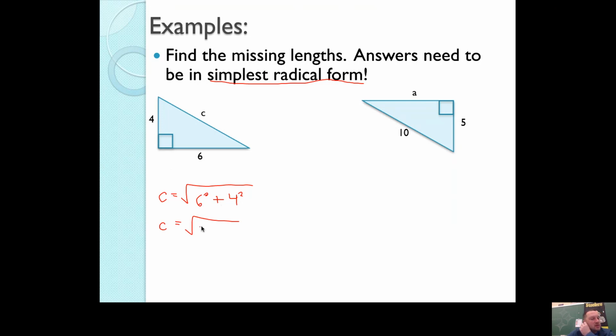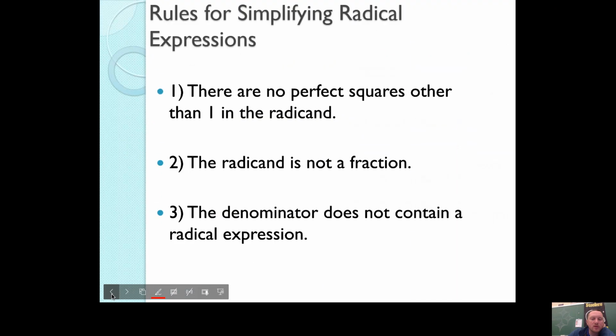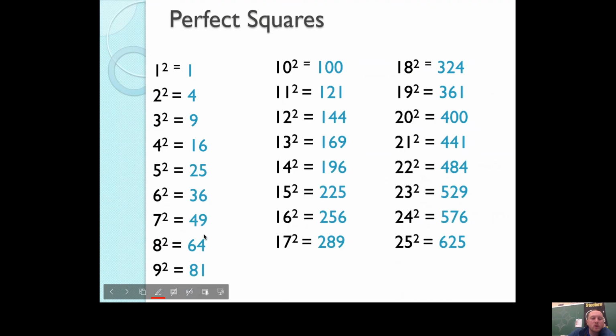Six squared is 36. 4 squared is 16. 36 plus 16 is going to give you 52. Now, this is where you need your perfect square list. Is 52 a perfect square? Definitely isn't. So what you need to do is go back to the perfect square list. 52 would live right here. Find a number that goes into it. If nothing goes into it, then it's simplified. You can just leave it like that.